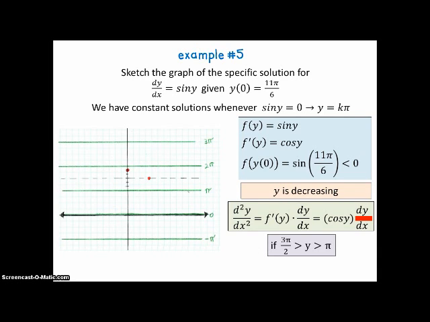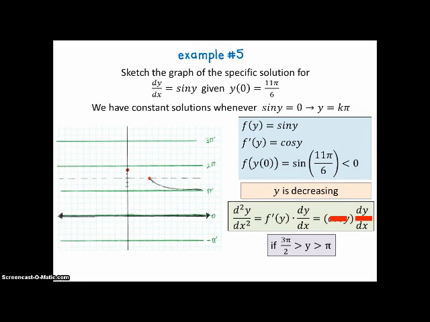Now we know that dy/dx is always negative because y is decreasing. And if y is between 3 pi over 2 and pi, that would be the lower half of the graph, then cosine y is going to be negative. So we will have concave up. So there's that part of the graph. Now, if y is between 2 pi and 3 pi over 2, that's the top half of the graph, then cosine will be positive and we'll have a negative second derivative, and our graph will be concave down. So it looks something like that.